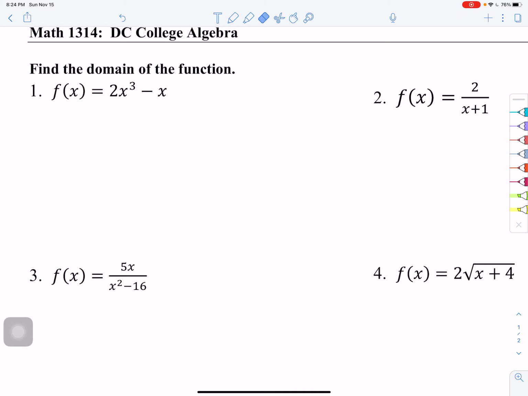And when you look at number 1, anything works. You can cube any number you'd like, multiply it by 2, subtract by that same number. There are no restrictions. Also, keep in mind, this is a polynomial. So the domain of all polynomials is all reals. So keep that in mind. Let's get to number 2.